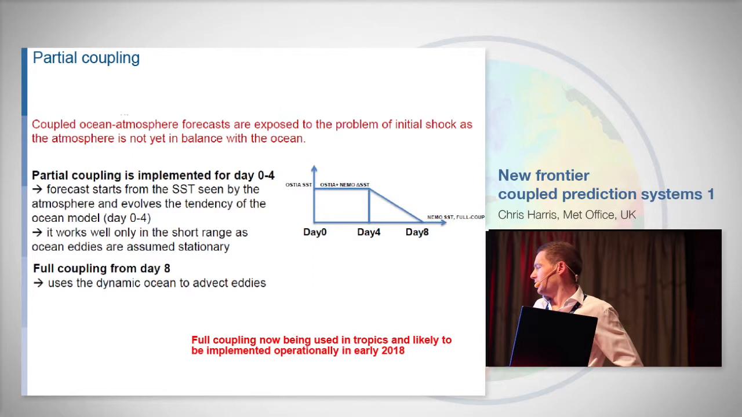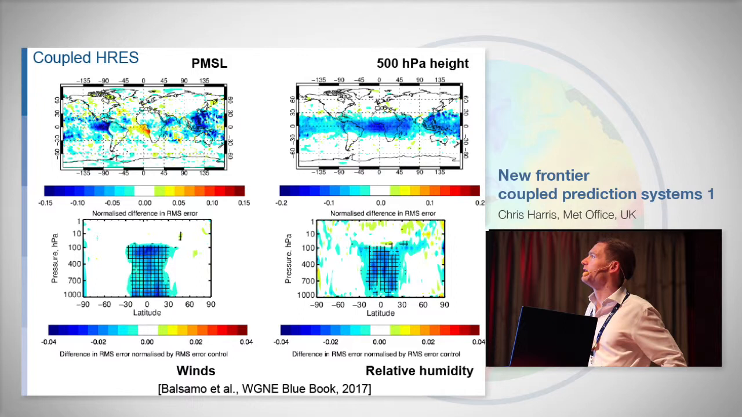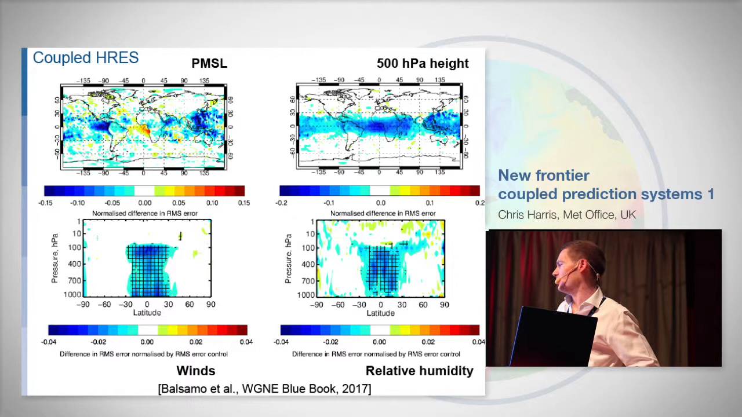So they're looking, when they do their upgrade at ECMWF in early 2018, to put this full coupling in the tropics and partial coupling in the higher latitudes into their operational deterministic system. These are some relatively recent results from those tests they've been doing, comparing a coupled high resolution with their deterministic high resolution model, the operational system, running for quite a long period, I think it's a year's worth of data.